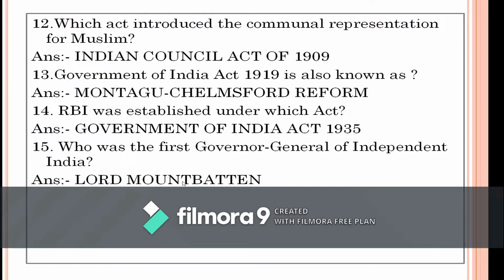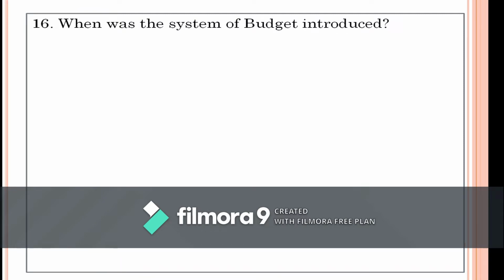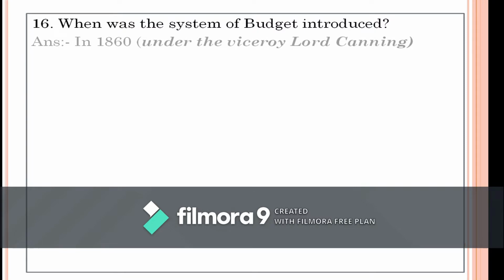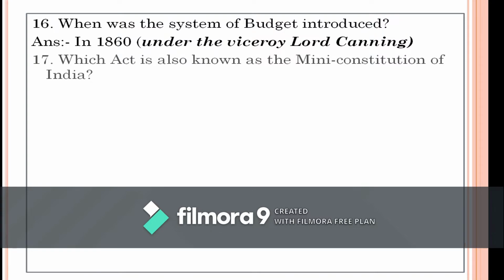The next question is, when was the system of budget introduced? As we all know what a budget is. When was the budget introduced? The answer is 1860 under Lord Canning. The first time the budget was introduced in 1860 by Viceroy Lord Canning. The next question is, which act is also known as the mini constitution of India? The answer is the 42nd Amendment Act.